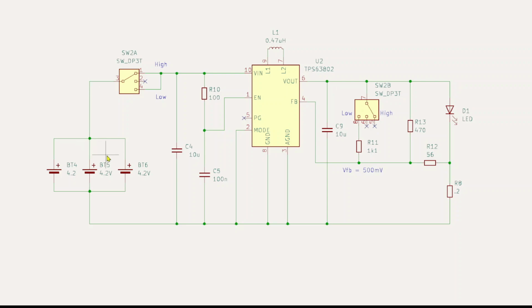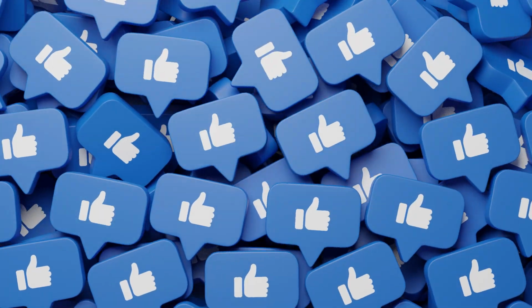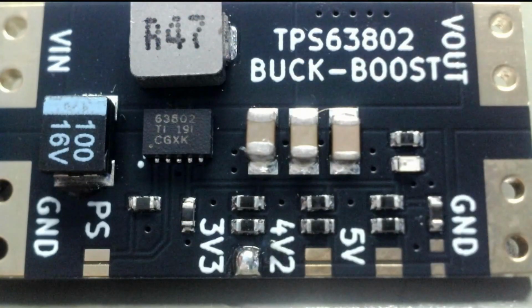That's the one we're going to build up, and we're going to throw in a charger board and a battery protection board, well, 2-in-1 board. We'll throw that in as well. Well, this is the board I bought off AliExpress. You can just search for them for TPS 63802 and you'll find loads of people selling them, so I won't link a description for it.